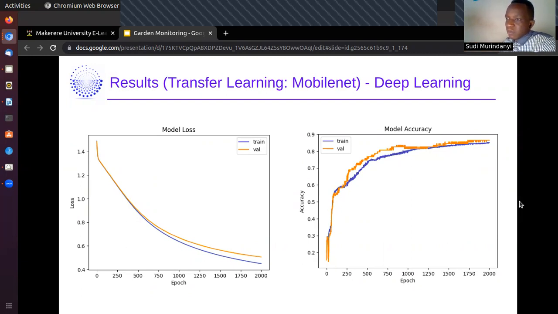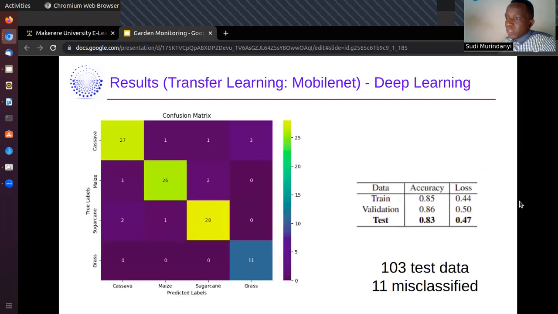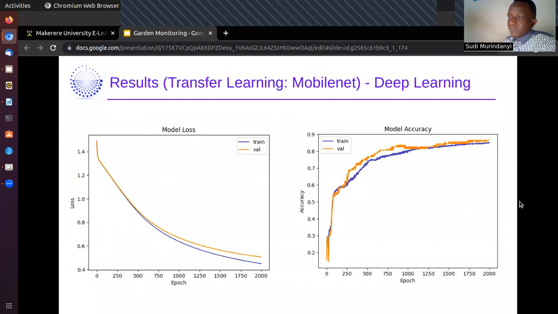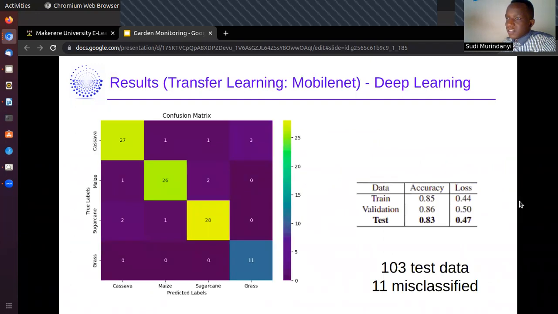So you can see the model also performed nicely, with nice curves for the train and test losses. And it got 83% on the test set with a loss difference of 0.03. So this also performed well. But it misclassified 11 images, which wasn't bad either.